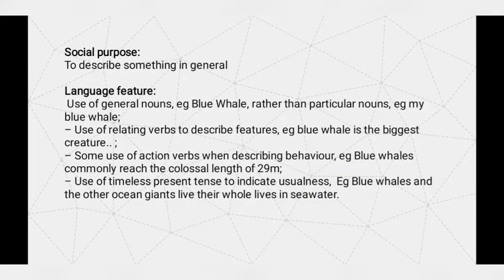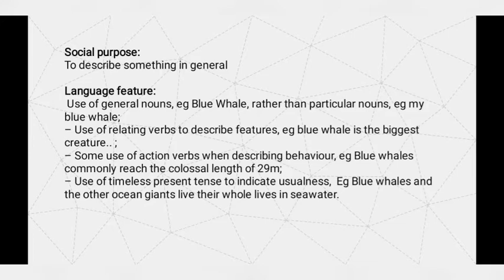Okay, here is social purpose. The social purpose of factual report text is to describe something in general. And then language feature. There are use of general nouns, relating verbs, action verbs, and timeless present tense. Use of general nouns, for example, blue whale, rather than particular nouns such as my blue whale or my dog, my cat. We use the general nouns such as blue whale, dog, and cat.